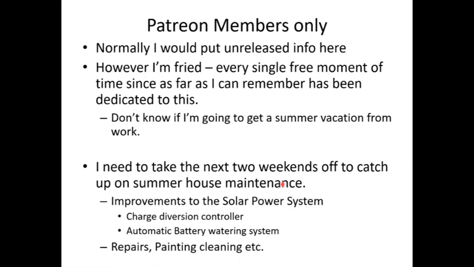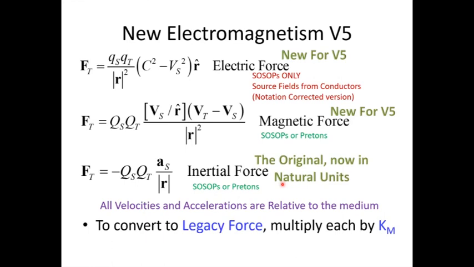Okay, now back to it. So this is New Electromagnetism version 5. This is the electric force model, and this is for second order systems of pretons only. It's not for pretons themselves. These are the magnetic force model and the inertial force model. These can be applied to SOSOPs or pretons, and that's why I have changed the symbols here. The small q's represent SOSOP charges only, where these represent either SOSOPs or pretonic charges. Okay, and also right now we're going to say this is for source field contained in conductors for now until we figure out where that extra quarter comes from.